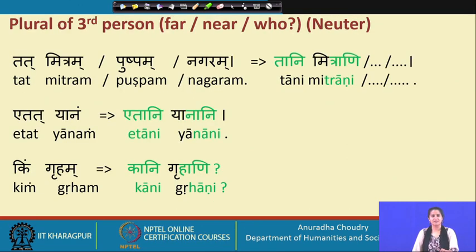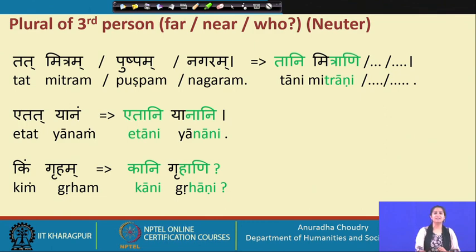Nagaram, nagarani. Lovely. Moving on. Etat, yanam. Yanam is a car. Will become etani, yanani. Uttamam. The next one, question, kim griham, which house? Kani grihani. Again, because of the r that is there, grihani.